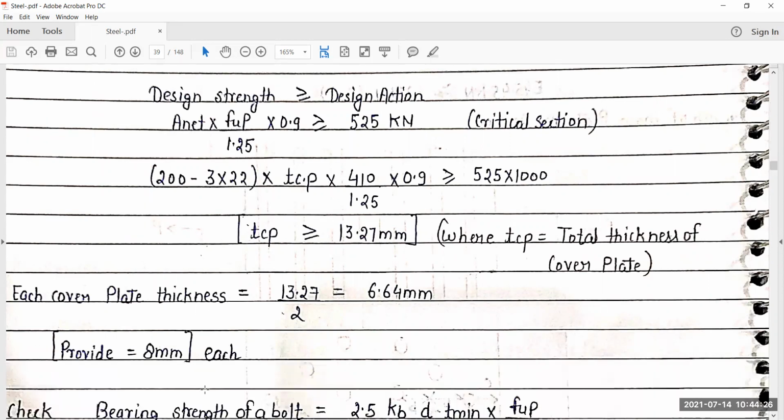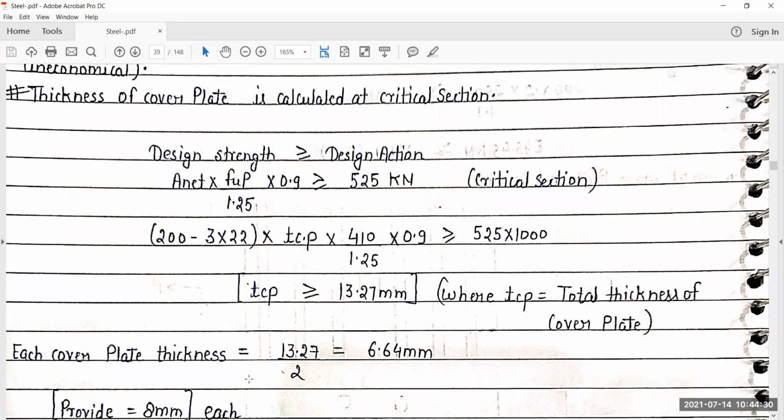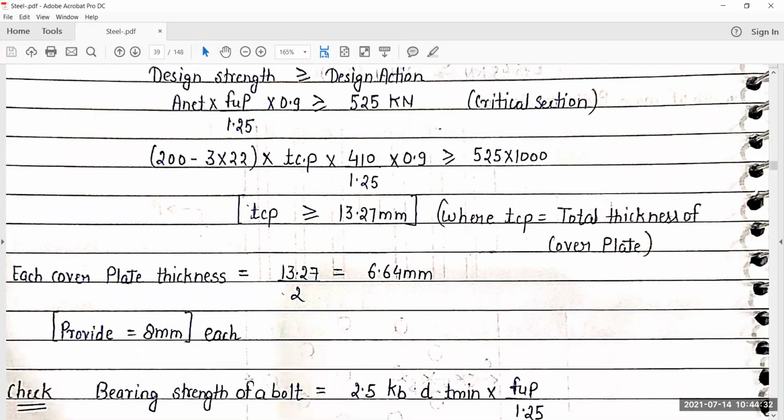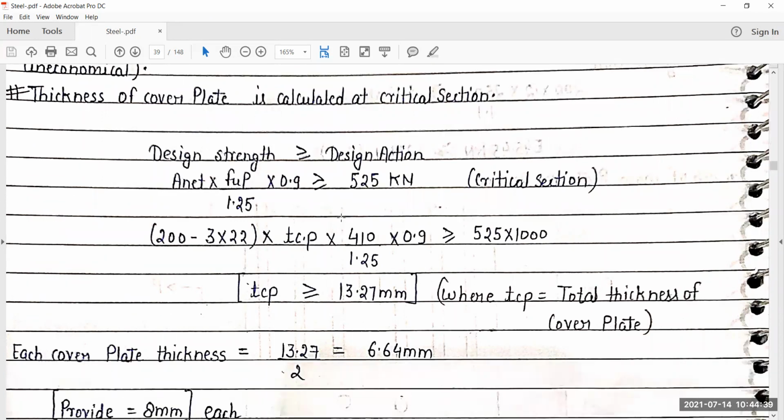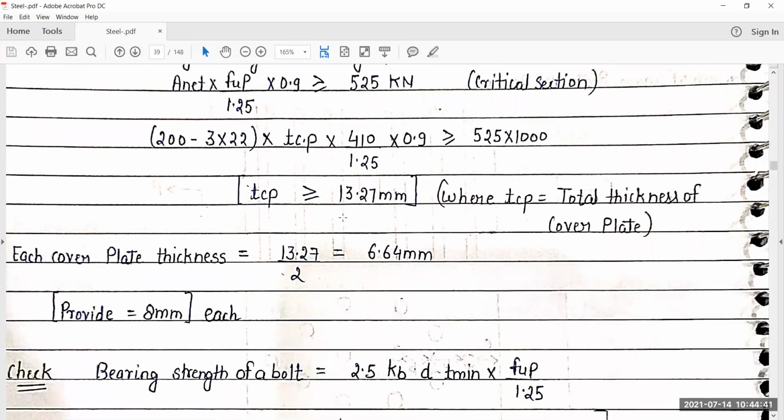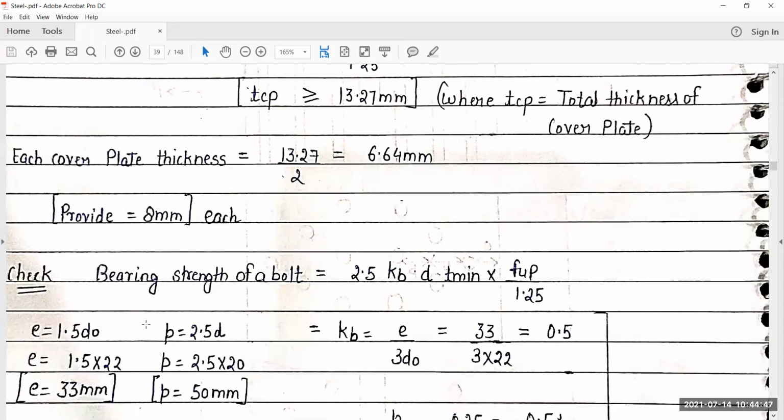Then you provide 8 mm each. Okay, there is 8 mm the thickness of the cover plate. Then now you find the thickness of cover plate at the critical section. Each cover plate thickness is 13.27 by 2, exactly the result, then provide 8 mm.